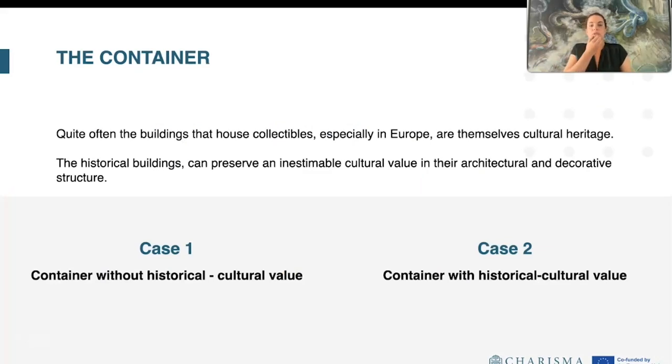Now let's talk about the container. Quite often the buildings that house collectibles, especially in Europe, are themselves a cultural heritage. The historical buildings can preserve a really high value in their architectural and decorative structure. And we have two different cases for buildings, with and without cultural value. The first case is a container without cultural value, and the second case is a container with historical cultural value.